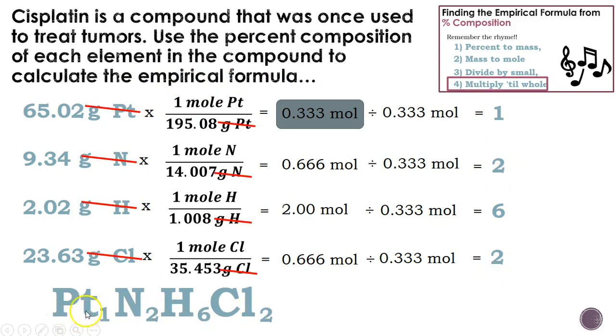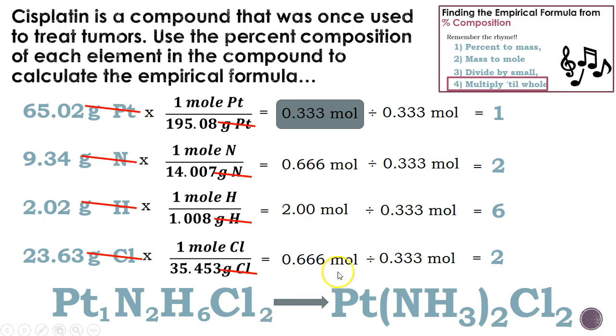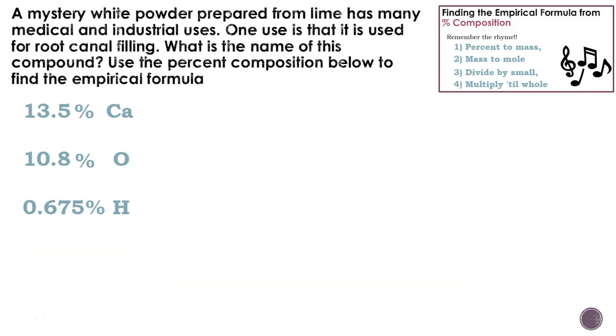Right now, this compound looks like something that's very unfamiliar to you guys. Therefore, you can change it, if you wish to do so, into something that's more familiar. You can see we have platinum, ammonium, and chlorine. And this is actually the empirical formula of cisplatin. You can see that it's the empirical formula because you can't reduce any of these subscripts anymore. Let's take a look at another example.